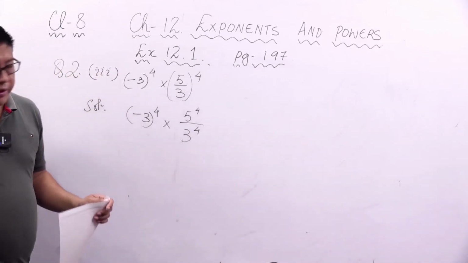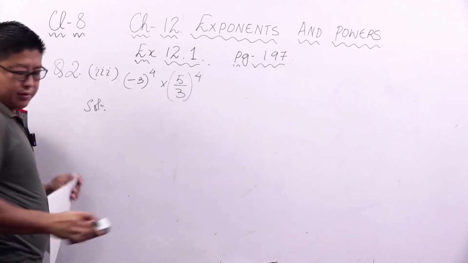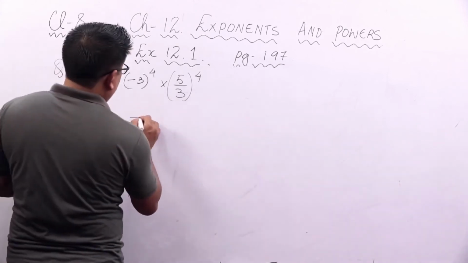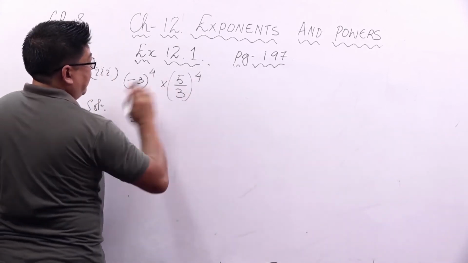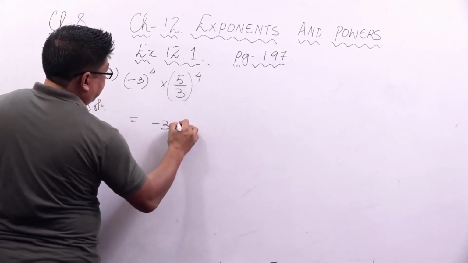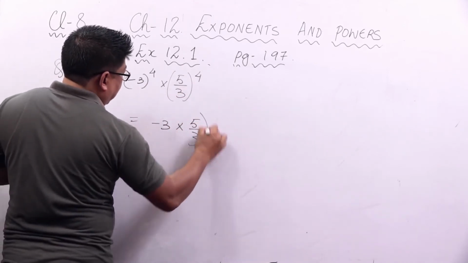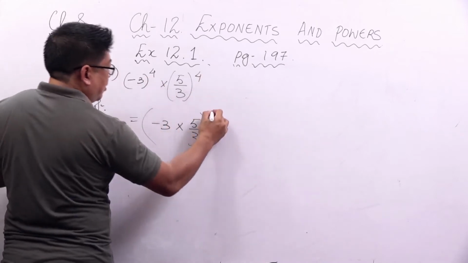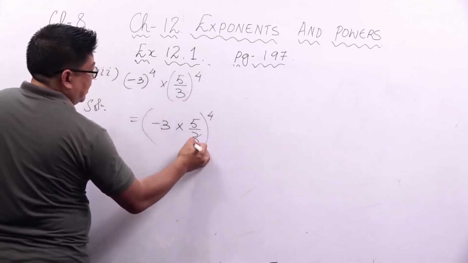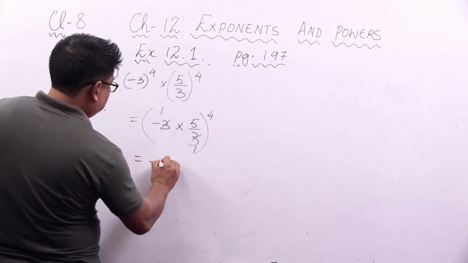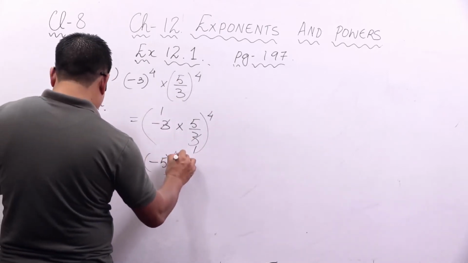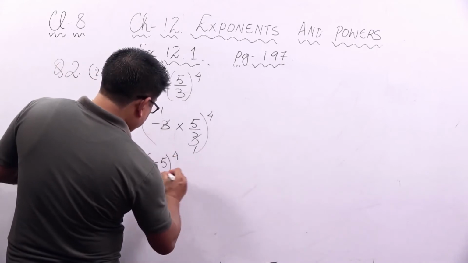Okay, let's solve this with the use of law. Different base, same power. So minus 3 into 5 by 3, and same base, so, right? So this 3 into 1 is 3, 3 into 1 is 3. I have cancelled it. Now I have minus 5 to the power 4.